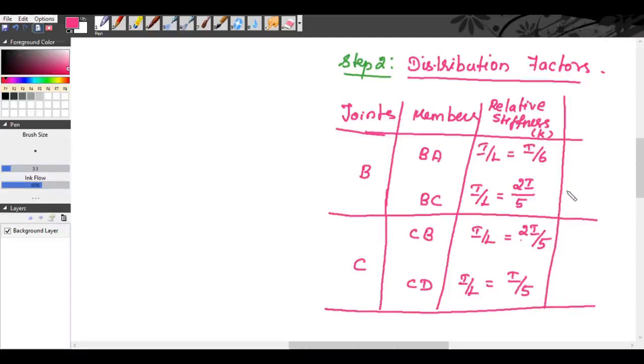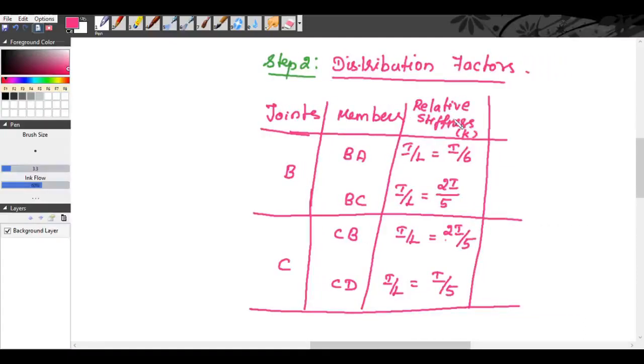Now we will determine sigma K, that is the summation of the relative stiffness. So I by 6 plus 2I by 5, you will get 17I by 30. And 2I by 5 plus I by 5, we will get 3I by 5.